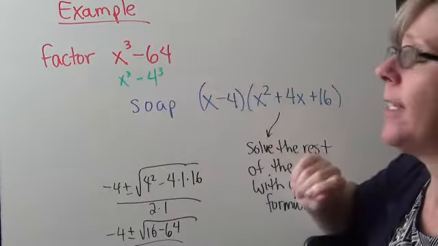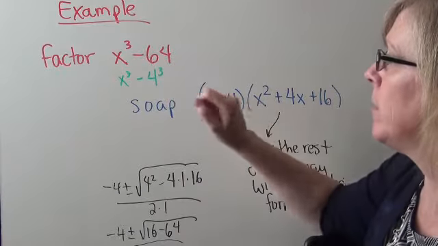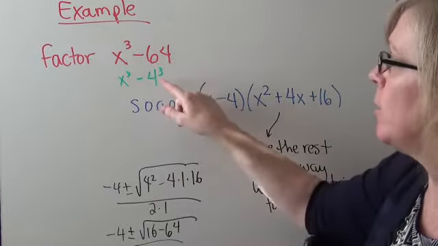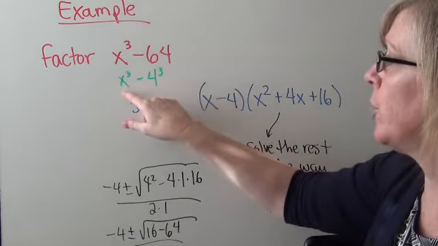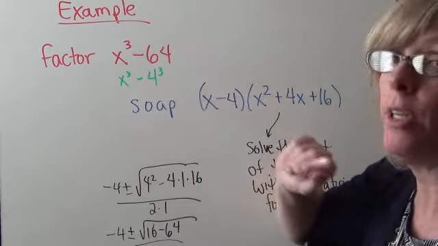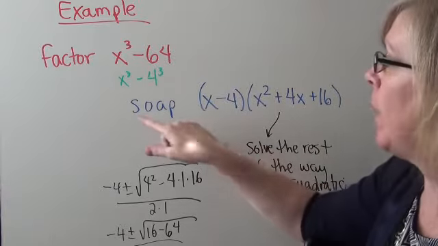X to the third minus 64. Well, I have no middle term, so I think I'm going to check this. It turns out 4 times 4 times 4 equals 64. So I have a cube here of x and a cube here of 4. Okay? So I'm going to use SOAP.